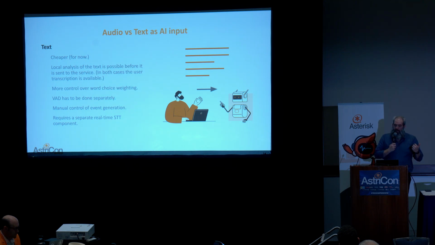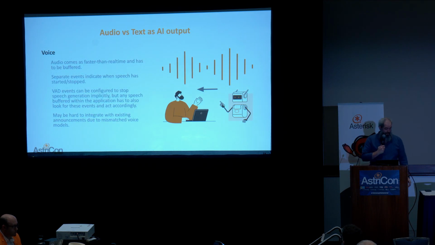And then manual control of event generation is sort of a different way of sending the same thing, except for the fact that it gives you extra options. So if you determine the conversation basically has silence for too long, because you're manually sending the text, you could, in theory, resend some of the text or send another response initiation because you have control. And like it says, it requires a real-time speech-to-text component.